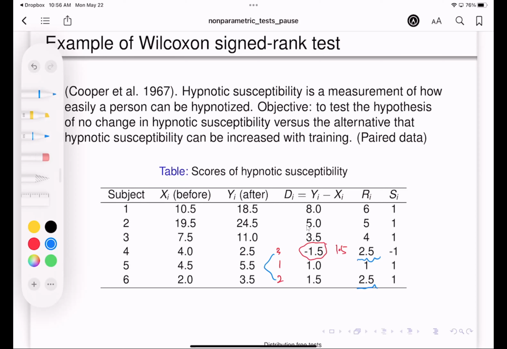And then the signs: the only one that has a negative sign is this negative 1.5. So we put a negative 1 here, and the rest of them have signs of positive 1. When we consider the sum of the signed ranks, we would use 6 times 1 plus 5 times 1 plus 4 times 1, minus 2.5, plus 1 times 1 plus 2.5 times 1. That's the sum of the signed ranks.